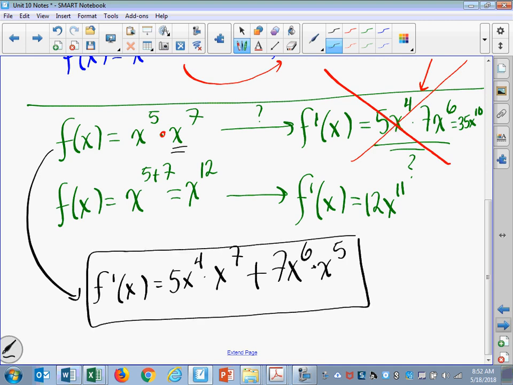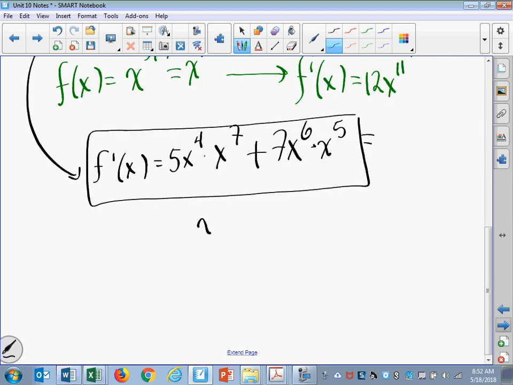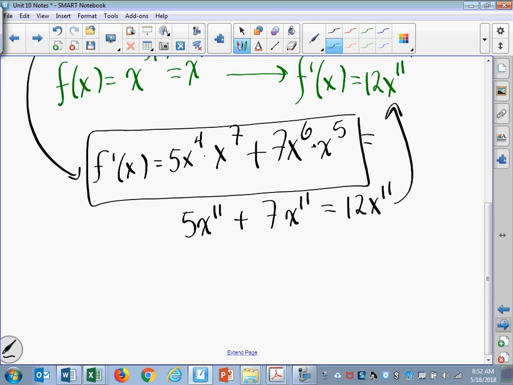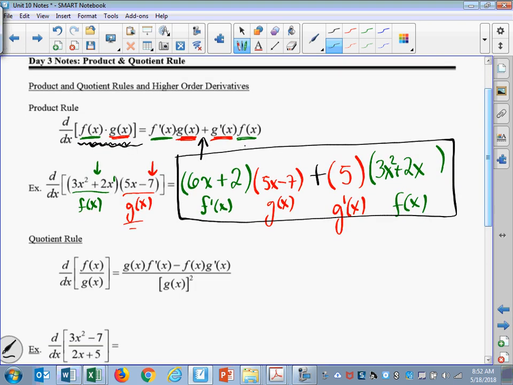Well, let's see. Let's combine them. x to the 4th times x to the 7th, that's x to the 11th. And over here, this is x to the 6th times x to the 5th, that's 7x to the 11th. If I add 5 and 7 together, I have a total of 12x to the 11th, which is what we found before. So the product rule is a little strange, but it ends up being true, unexpectedly true.